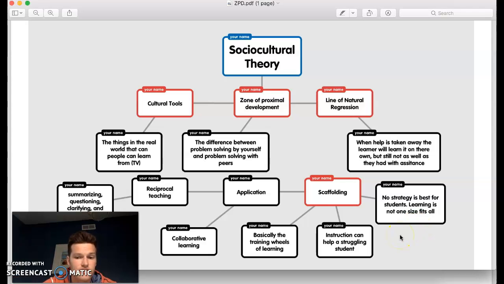And no strategy is best for students. Learning is not one size fits all. So some students might need a lot of scaffolding and other students might not. And it's an educator's job to recognize what their students are good at.